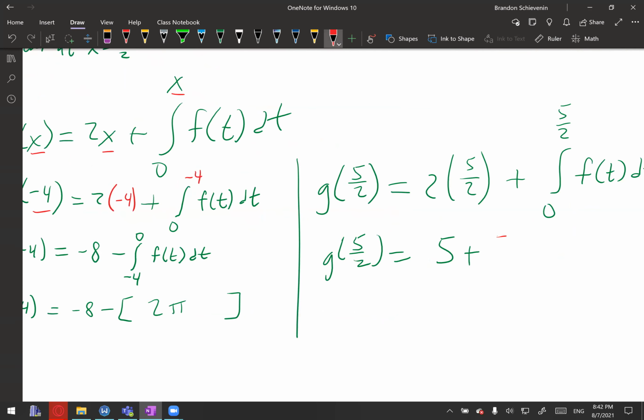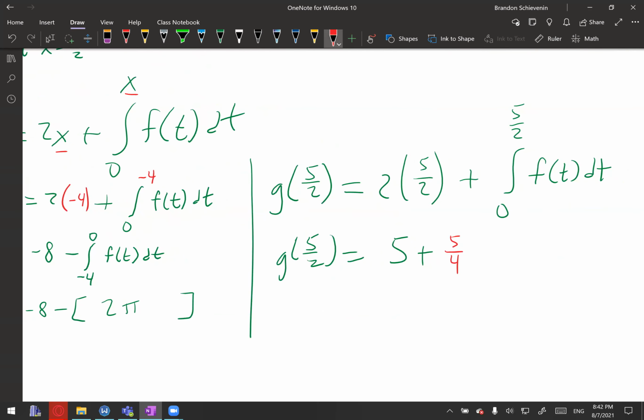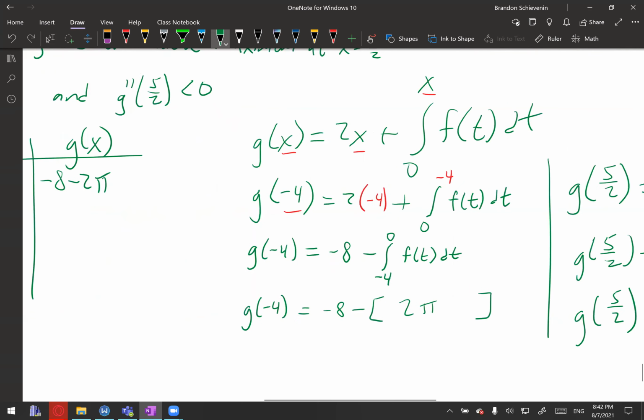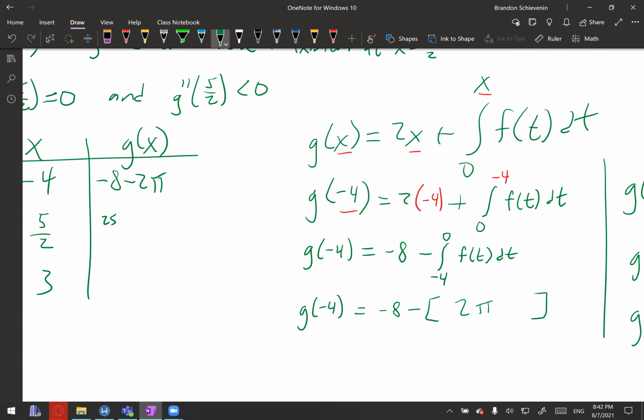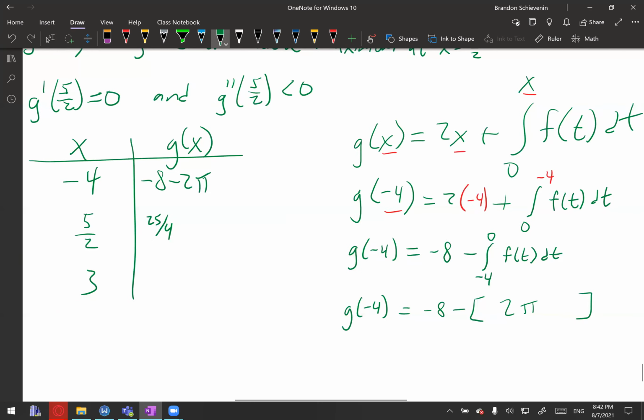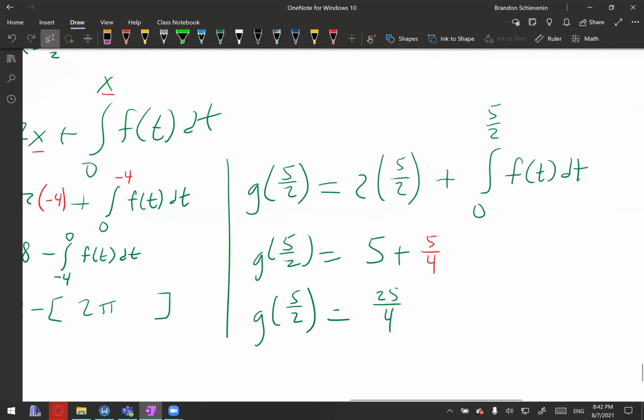Five plus 5/4. Okay, so we've got 5 plus 5/4. I can get a common denominator, and that's it for this part. So g at 5/2 is equal to 25/4. Okay, last one. I'm going to do the exact same thing, but plug in 3.